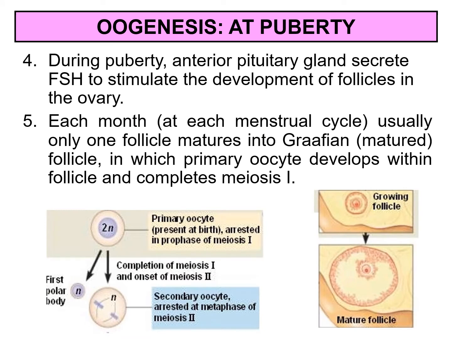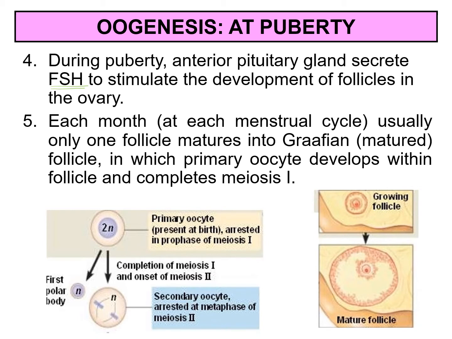And then the female grows up until she reaches puberty. Only then will the anterior pituitary gland start to secrete FSH, follicle stimulating hormone. So this is the time when the follicle will be stimulated and continue the oogenesis. So each month, starting from puberty, from that moment forward, one follicle will mature into a Graafian follicle.